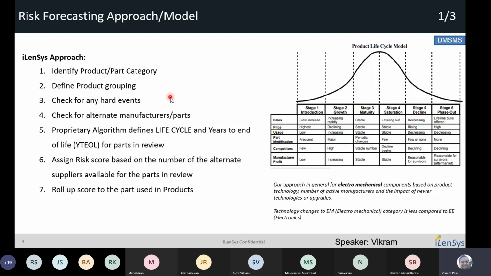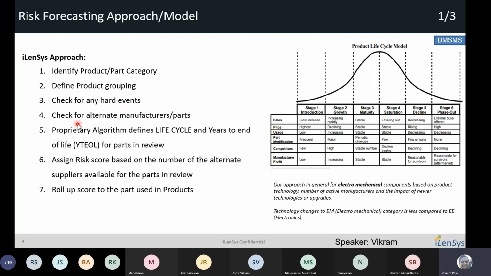Once you select a part, how it would make the product available for a given stage. So what we would do is start with identifying a product or a part category. Then we would define the product grouping. Once we identify the product, we would group it into a bucket. We would also check for any hard events, like obsolescence, last time buy, NRND, not recommended for new designs.